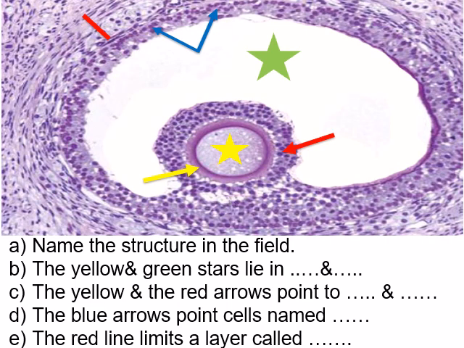Here is the mature Graafian follicle. The yellow star is the primary oocyte. The green star is the antrum. The yellow star is the zona pellucida, while the red is the corona radiata. And this is the cumulus, and this is granulosa cells, the blue arrows. The red line is the theca folliculi.